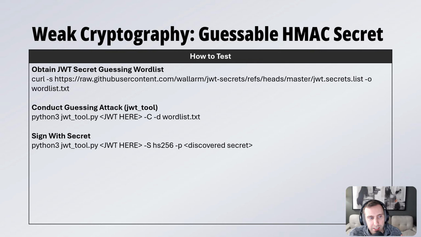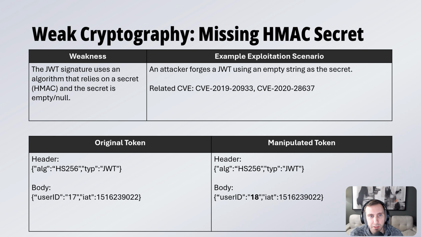You can use JWT tool for actual guessing, but there are other tools as well that are probably more efficient if you're doing a large number of guesses. I would have to guess that JWT tool is not the most effective cracking tool. And then, of course, once you discover a secret, you can forge your own tokens by using that secret. A variation of this issue is where an HMAC is used, but the secret is just empty. And this might just be included by default in the lists that you're using for guessing.